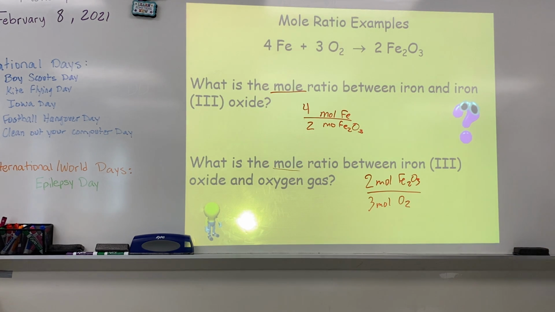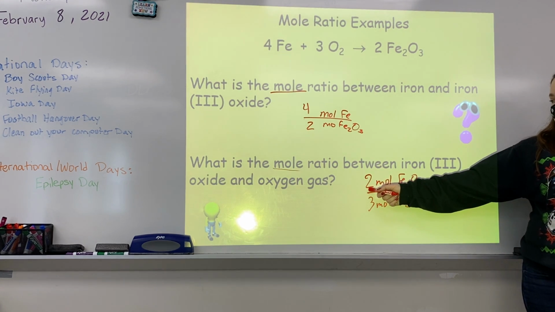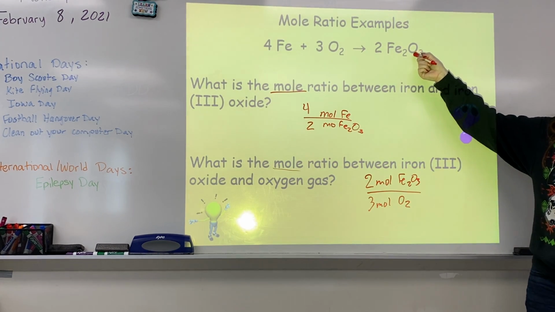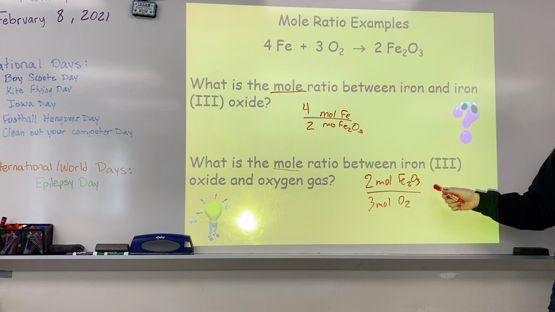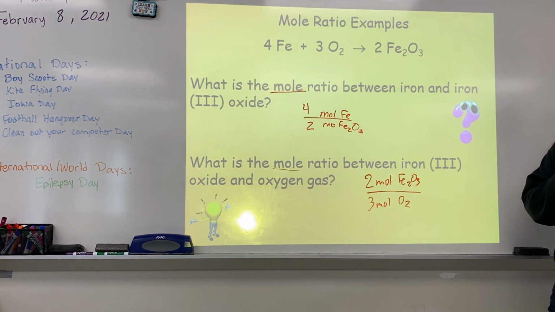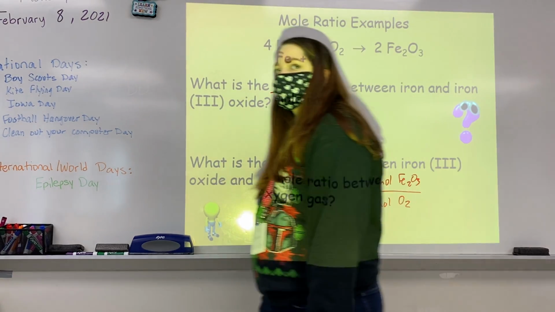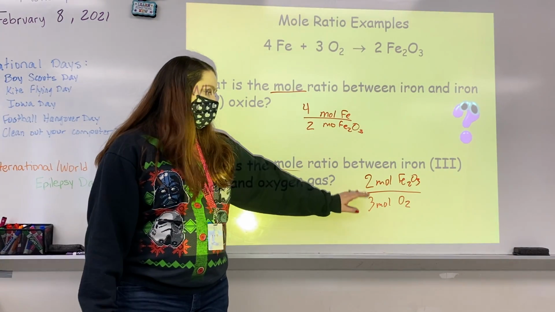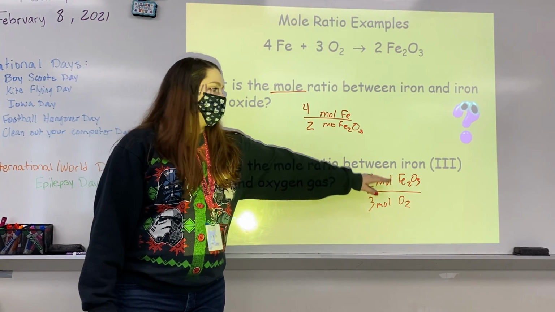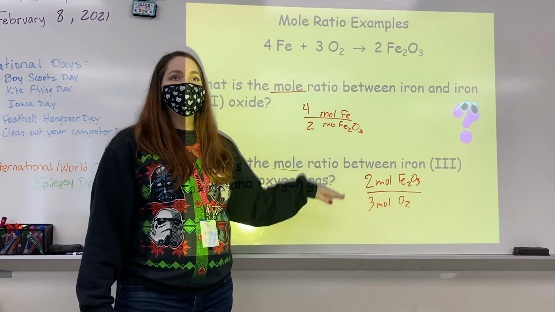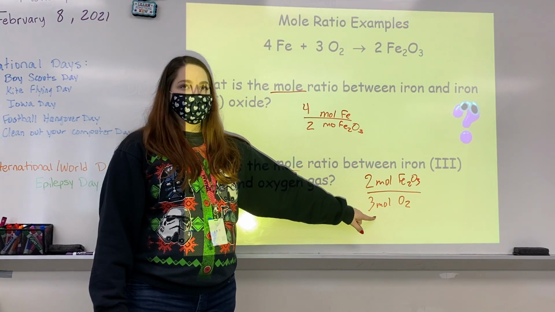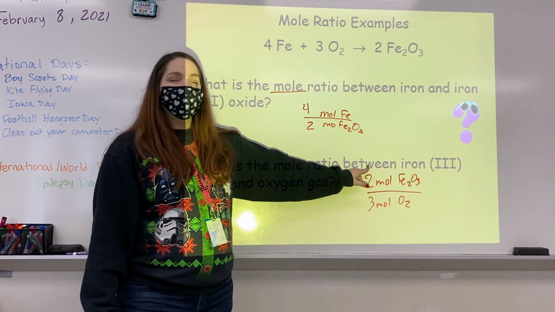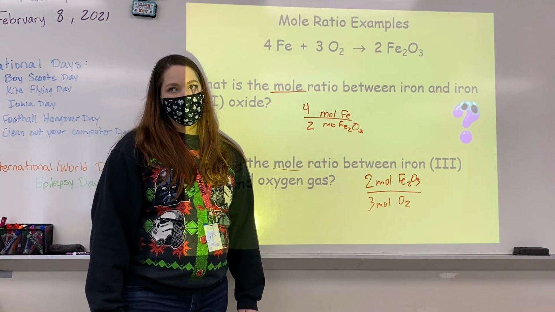Your numbers for your ratio come from your coefficients. Your coefficients come from your balanced chemical equation. So whatever coefficient is in front of your substance, that's what you would write here. So we have 2 in front of iron oxide, and we have 3 in front of oxygen. So it would be 2 moles of Fe2O3 over 3 moles of oxygen gas. So those are your mole ratios. That is how you go from moles of one thing to moles of the other thing. This is what you're going to use in your picket fence method for this unit in order to go from, for example, moles of oxygen gas to moles of iron oxide. Okay?